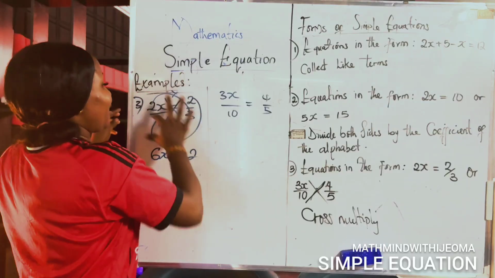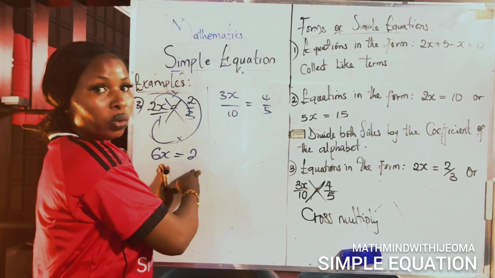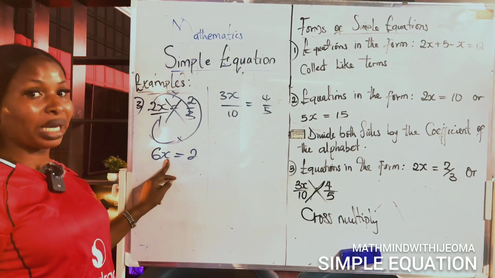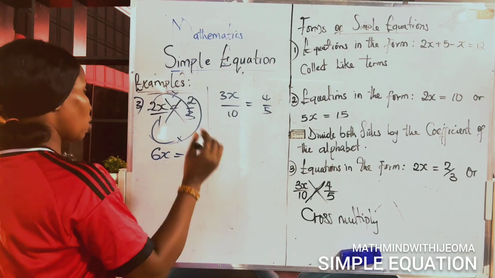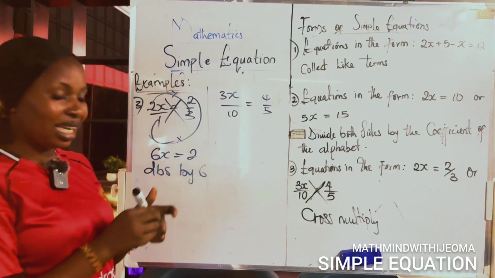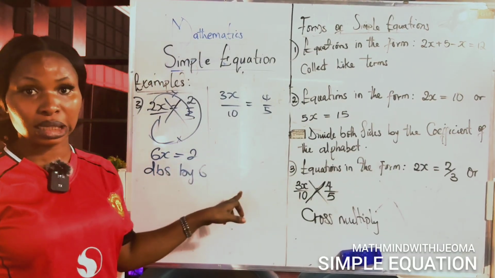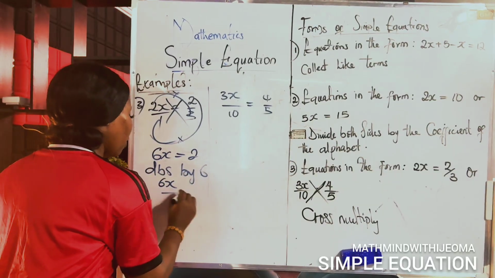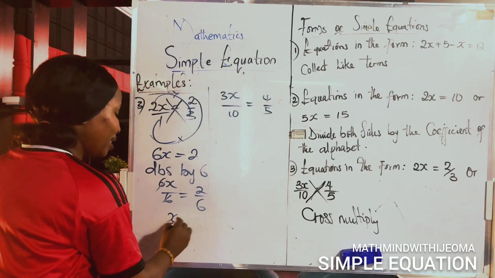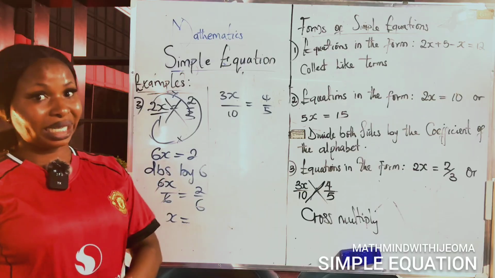So, this fractional equation gave us the second rule, which is what? Divide both sides by coefficient. So what's the coefficient of the alphabet? X is 6. Coefficient of x is 6. So divide both sides by 6. Okay? So we have 6x over 6 equal to 2 over 6. 6 will cancel 6. X is equal to, now, I would have just written 2 over 6.